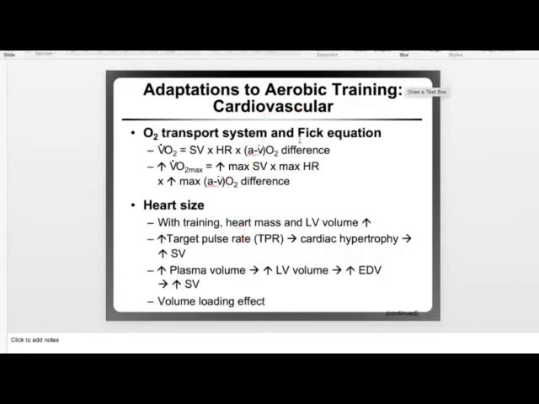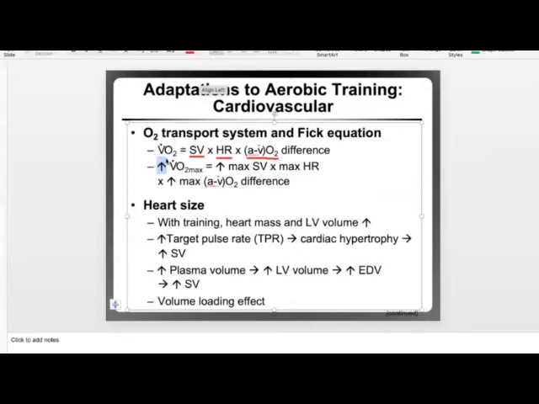So this Fick equation here relates VO2, the rate of exchange of oxygen in the system. This rate of utilization of the volume of oxygen in the system has to do with the stroke volume times heart rate times the arteriovenous difference in oxygen.